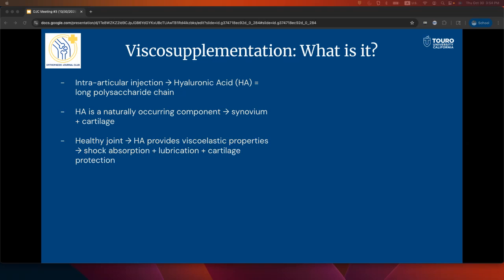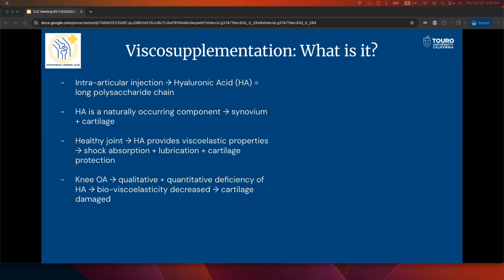So in a healthy joint, HA is going to provide a viscoelastic property, and that's going to serve for some shock absorption, for lubrication, for cartilage protection. It's very essential to a healthy joint. Compare that with knee osteoarthritis. What do we have? We get a qualitative and a quantitative deficiency of hyaluronic acid. So that bioviscoelasticity property of HA is decreased, and therefore that leads to less protection to the cartilage, resulting in cartilage damage.